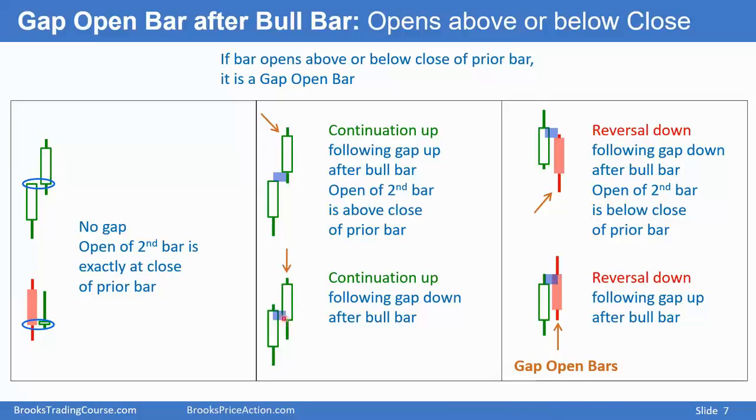The open of the bar gapped below the prior bar. That's a gap open bar. These are all gap open bars. The open of the bar is not at the same price as the close of the prior bar. So these four bars, 1, 2, 3, 4, all had a gap open. Gap up and gap down, both resumed up. Gap down and gap up, both reversed down.